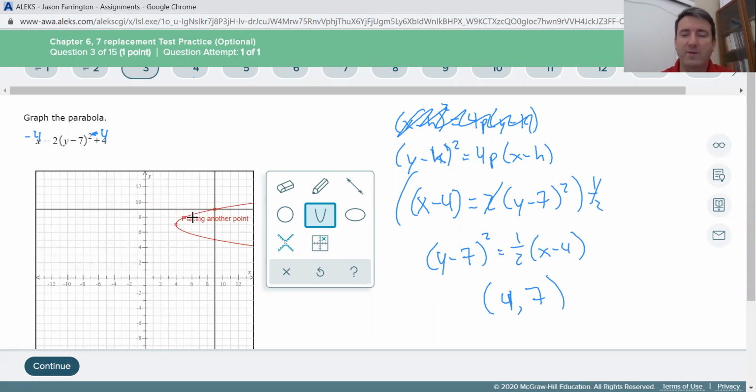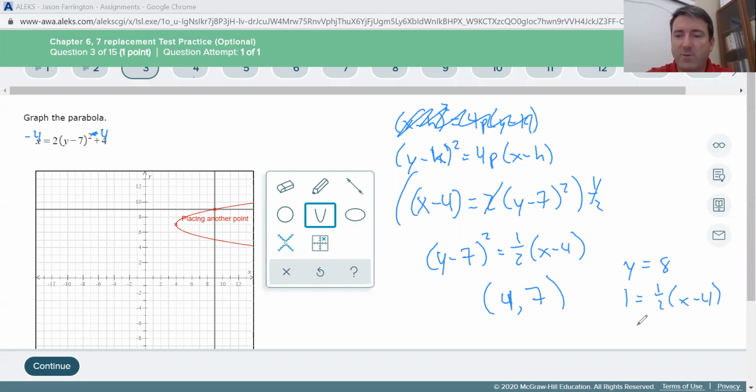And now we need to find one other point. Here's what I usually do when I'm trying to find another point. I'm going to go to this term that's being squared here, and I'm going to plug in some number so that this whole thing inside the parentheses is 1. So that's going to be 8. So let's make y equal to 8. And if y is equal to 8, then 8 minus 7 is 1, squared is 1. So we get 1 is equal to 1/2 times x minus 4.